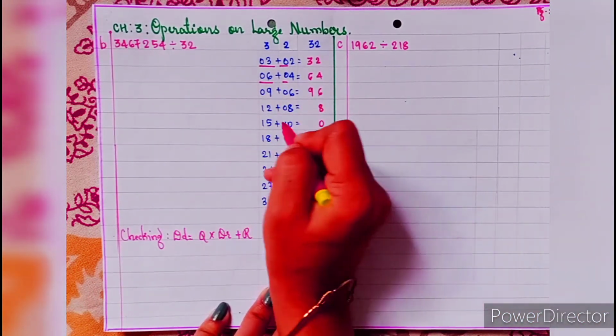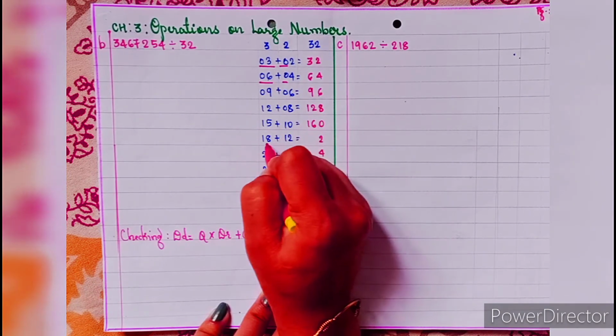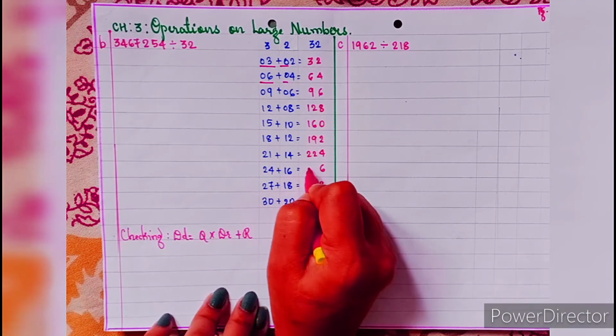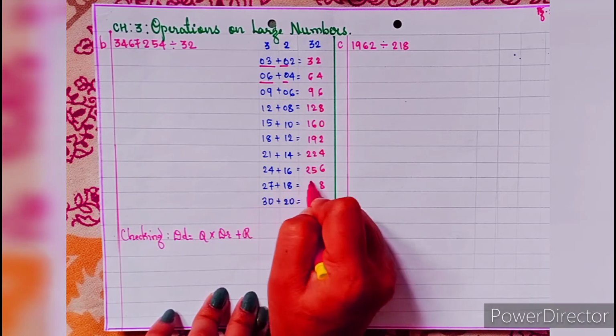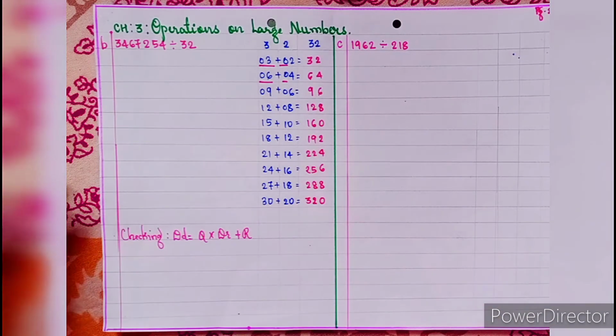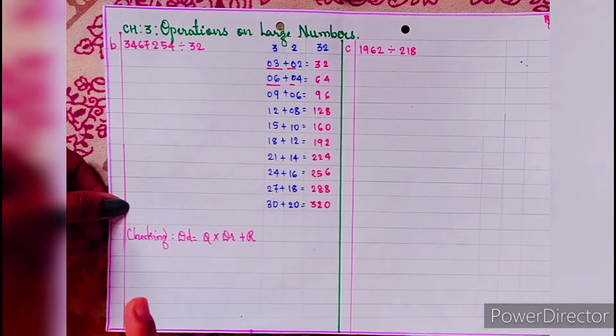So accordingly we are going to continue. 12 plus 0 is 12. 15 plus 1, 16. 18 plus 1, 19. 21 plus 1, 22. 24 plus 1, 25. 27 plus 1, 28. And 30 plus 2, 32. Thus we have got the 32's table. And once we get 32's table, we can easily divide the number by 32.